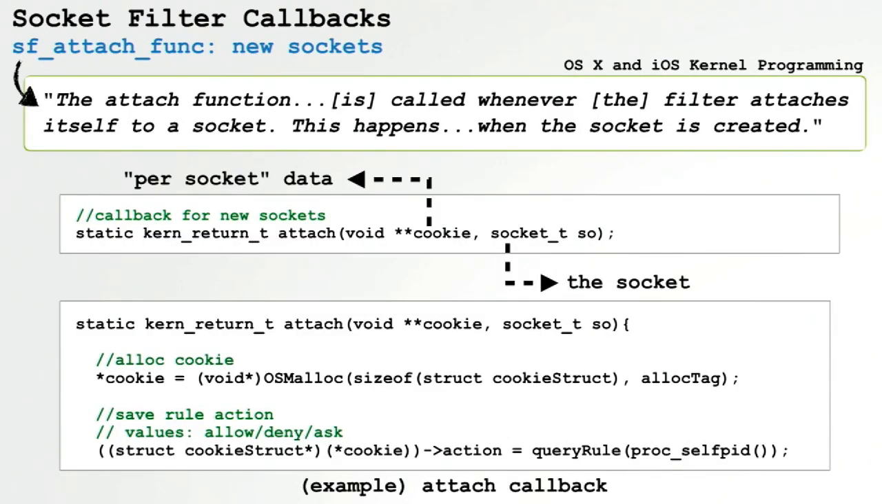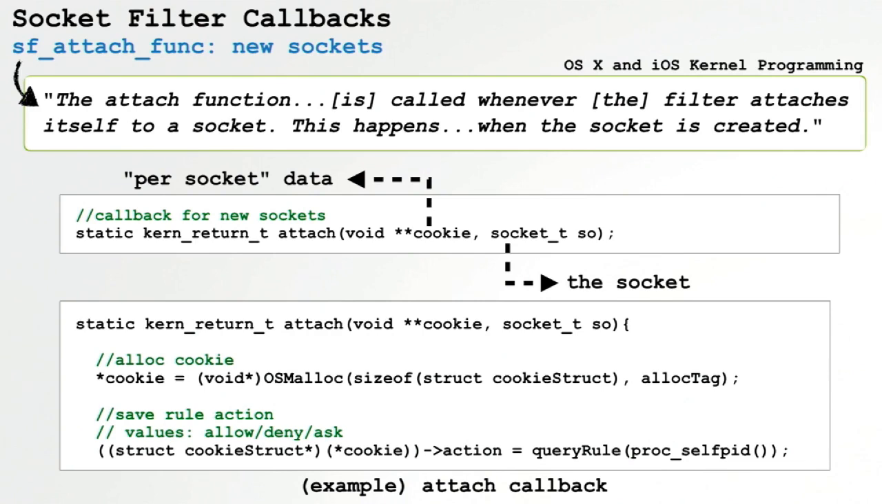All right, so now let's talk about these callbacks, which, as I mentioned, once your socket filter is installed, the operating system will automatically invoke when socket actions occur, allowing your firewall to examine and either allow or block these events. So first up we have the attach callback. As the slide mentioned, this is called anytime a socket is created. It's called with the actual socket and also a cookie parameter which can hold any socket-specific data.